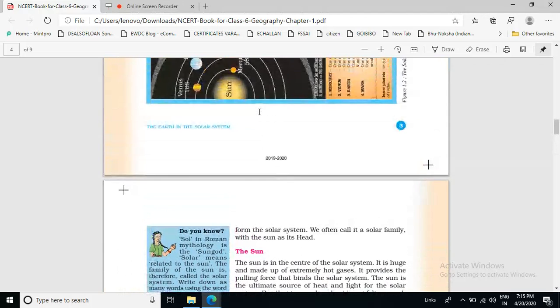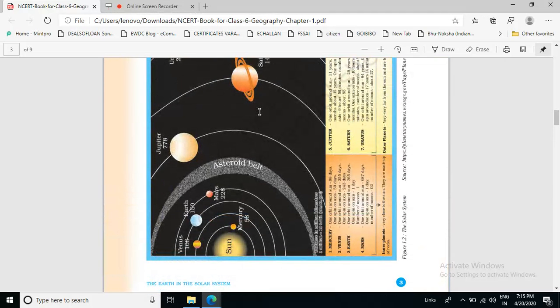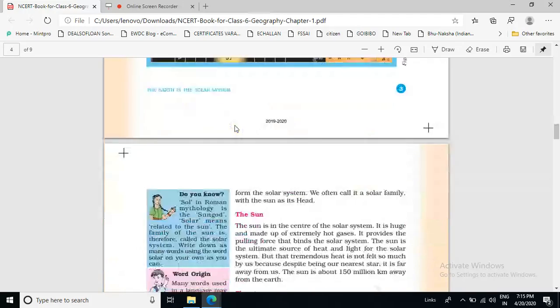You can see here. Look at this picture. This is the asteroid belt. These are the tiny objects which are moving around the sun. Where is this located? It is located between the orbits of Mars and Jupiter. This is called the asteroid belt.